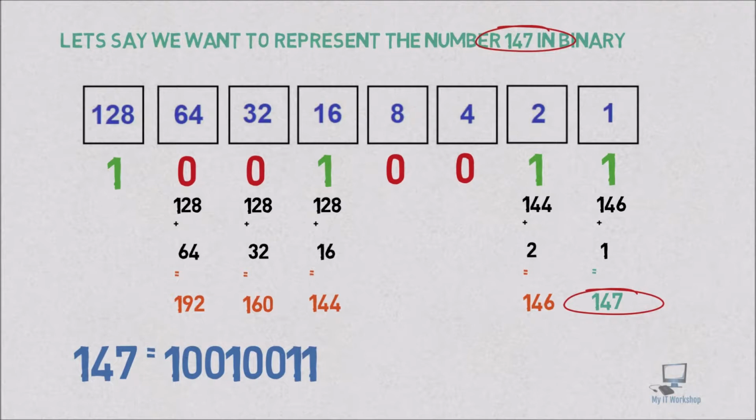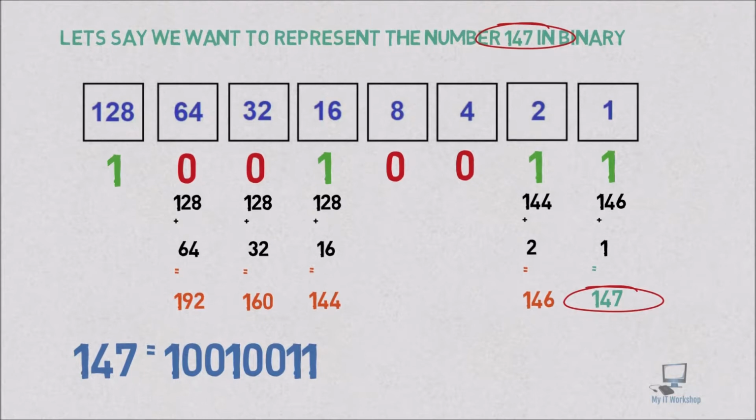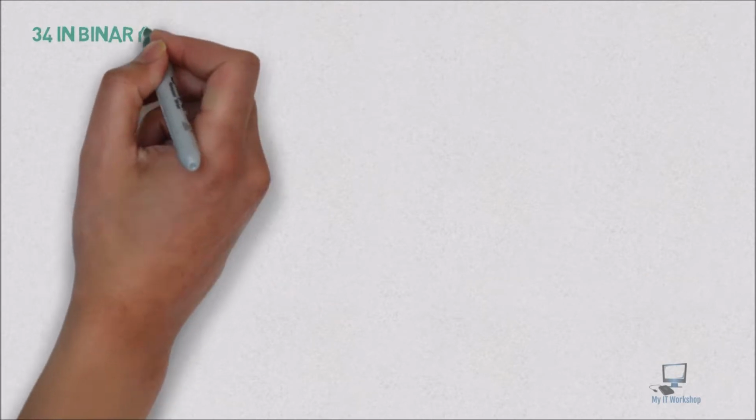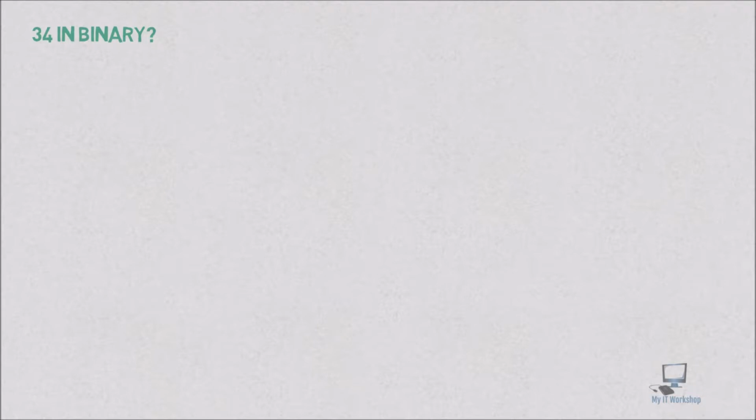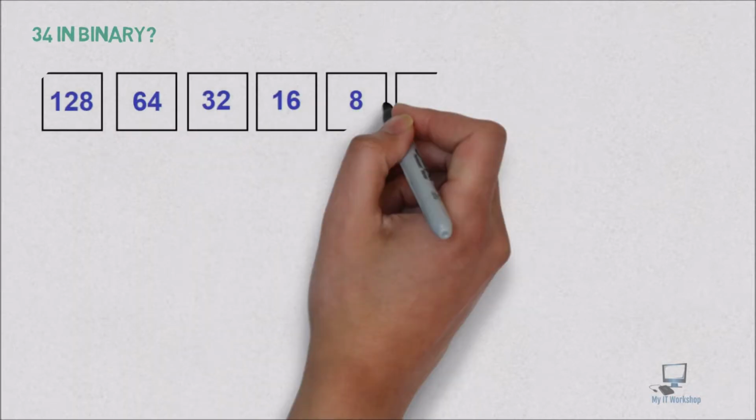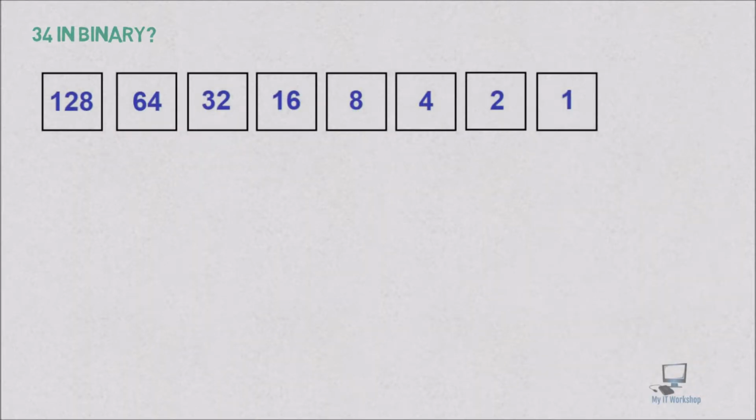All right, let's try another example. This is going to be a smaller one. What if you want to represent 34 in binary? You guessed it. I'm going to call the boxes one more time, and we're going to start working on it. Do you think I'm going to need 128 to represent 34? 128 is way too high. I don't need 128 to represent 34, so I'm going to type a 0 under it. What about 64? I don't need it either.